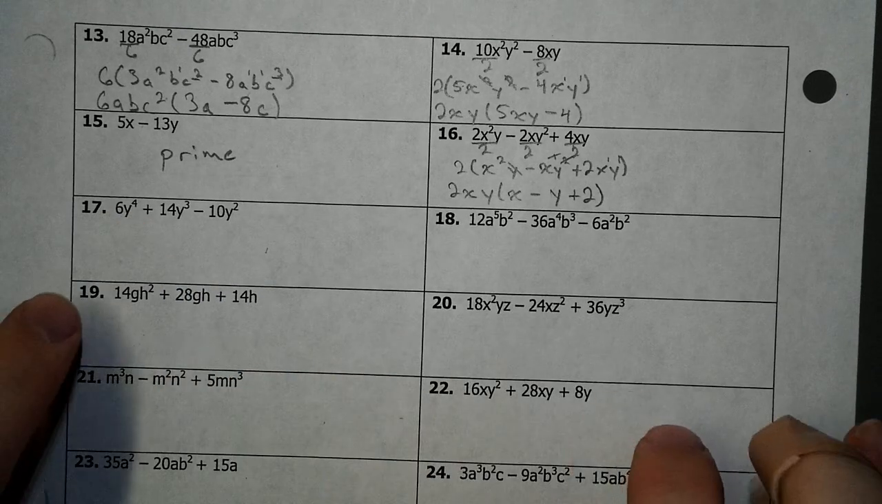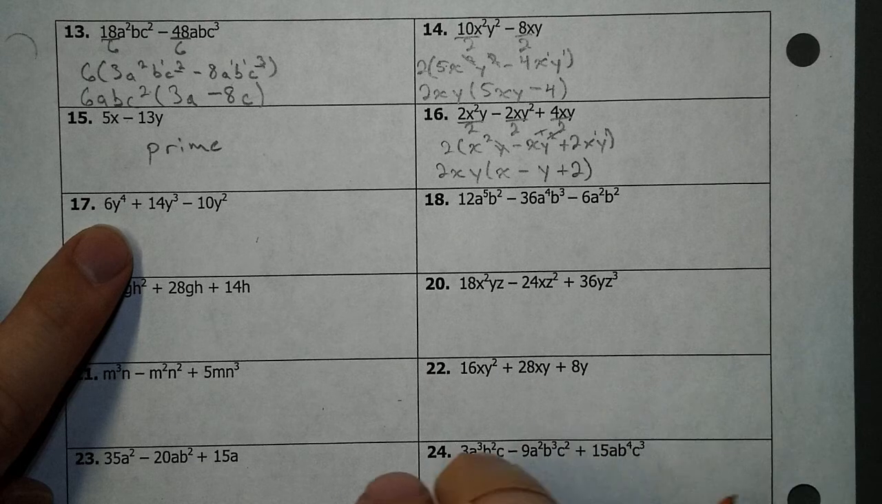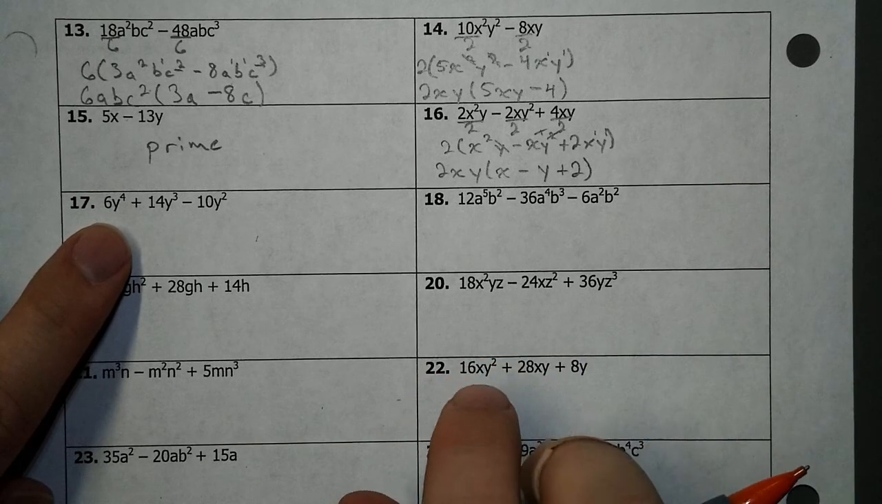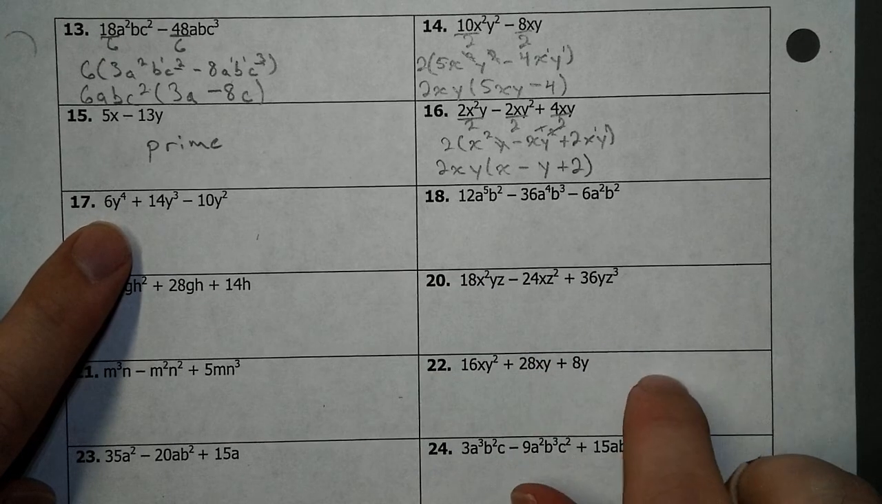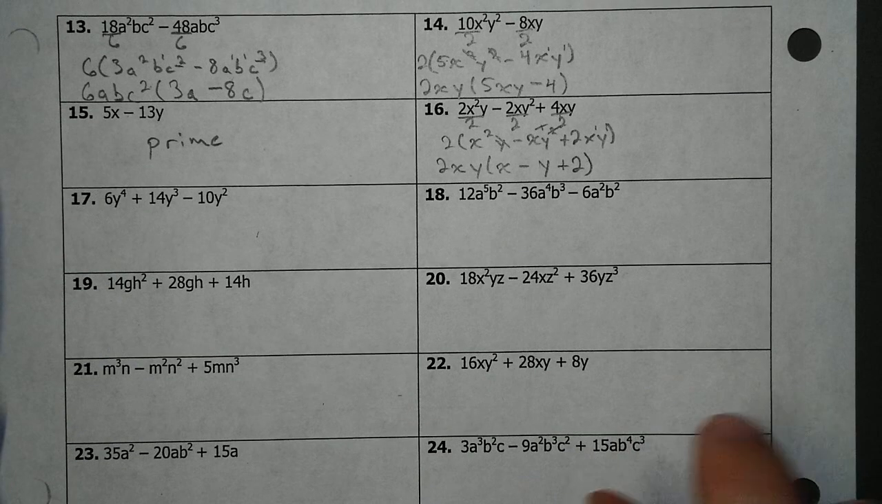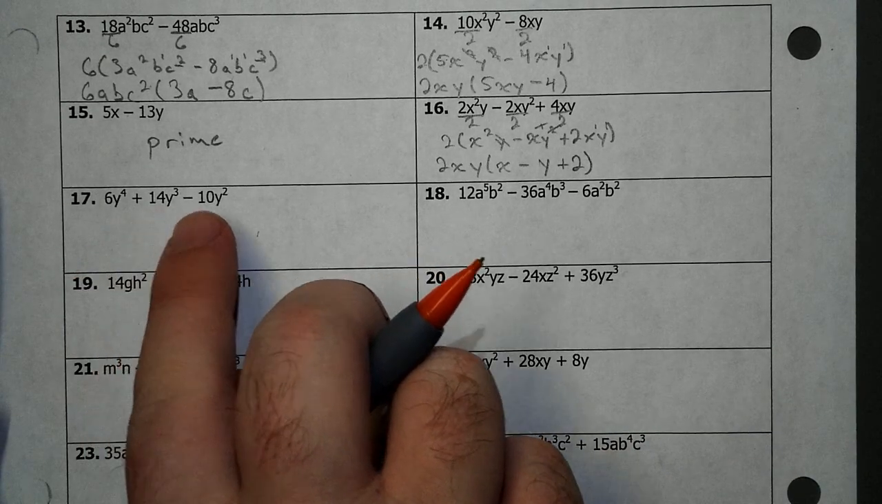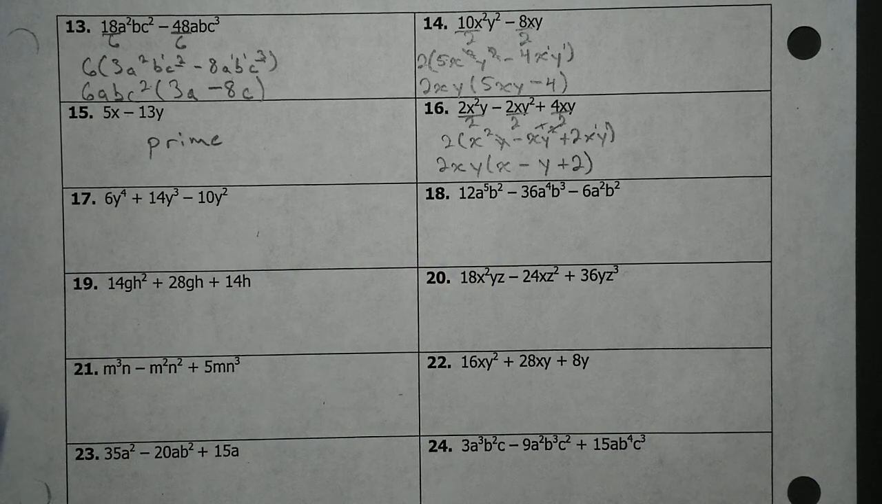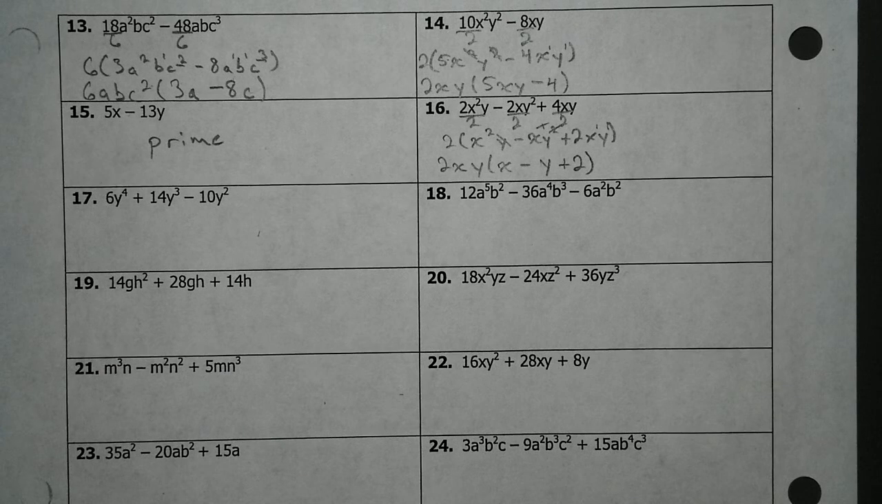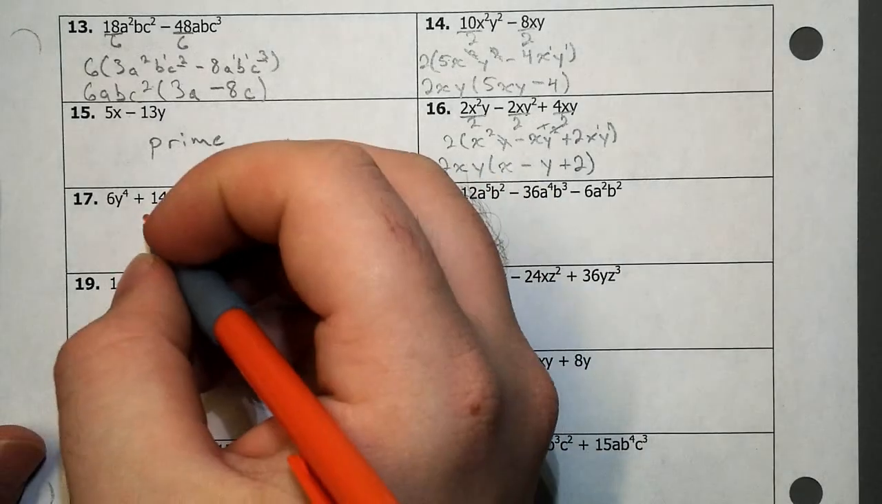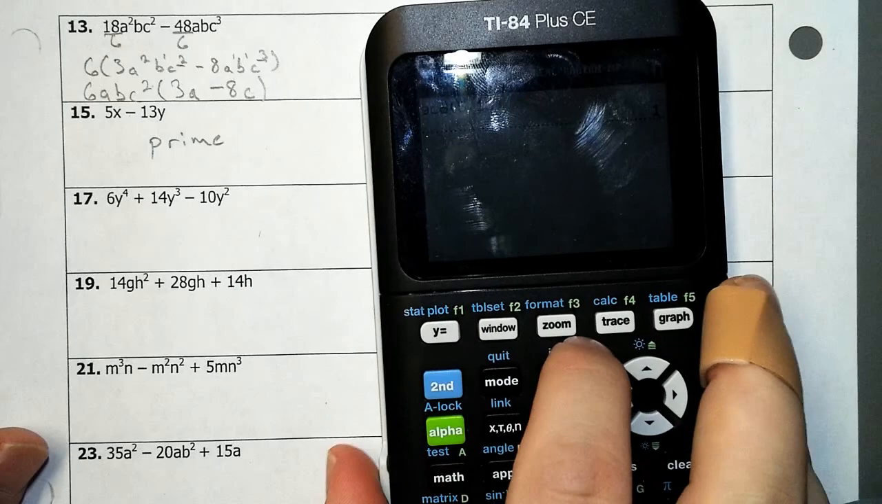Now, number 17. Last one I'm going to do on the notes. The rest are going to be bonus just like on your paper, okay? So I've got a 6, a 14, and a 10. We could do the tree method, or we could use GCD.